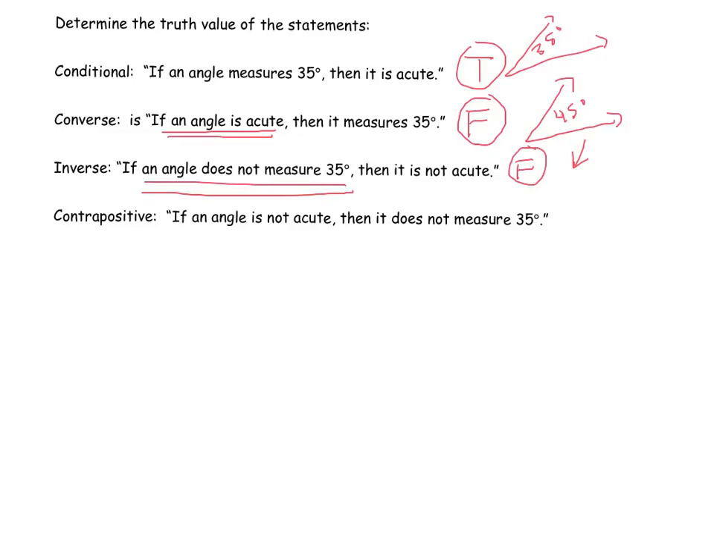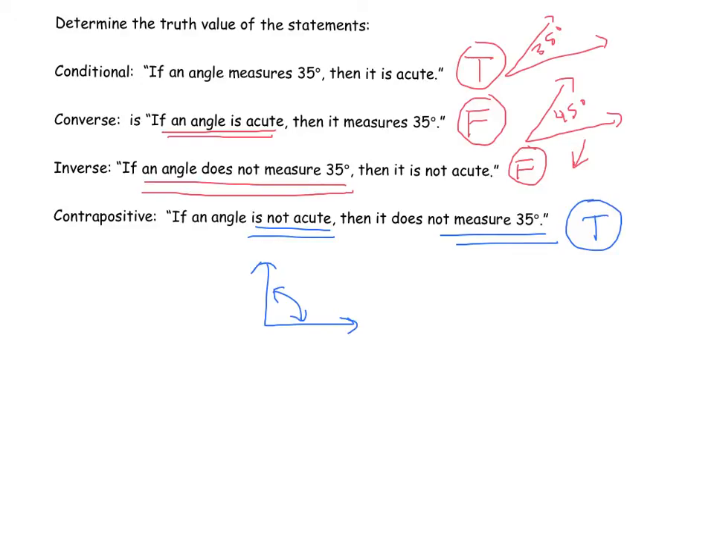Now let's look at the contrapositive. If an angle is not acute, then it does not measure 35 degrees. Well, if an angle is not acute, then it can't be between 0 and 90. So could it measure 35 degrees? No. This statement is true. If an angle is not between 0 and 90, then it can't possibly measure 35 degrees. So this statement is true.